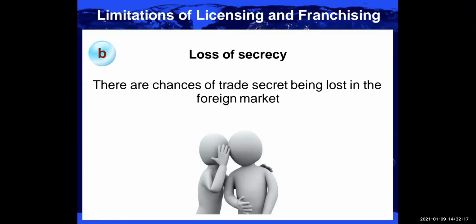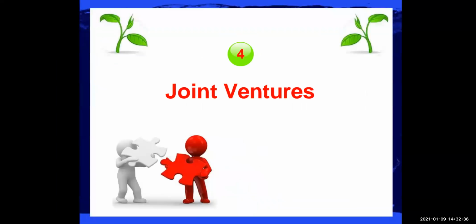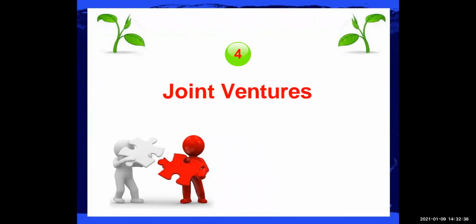Secondly, there is loss of secrecy. There are chances of trade secrets being lost in the foreign market. And there might be conflict between the licensor and licensee or franchisor and franchisee regarding the payment of royalty, maintenance of accounts, difference in quality, etc. So this was all about licensing and franchising.